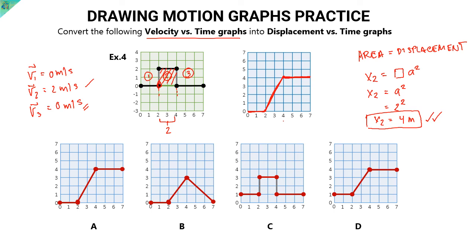After a while, huminto ulit siya, 0 meters per second. So it will stop at 4 meters. And then the answer would be letter A. And that's how you do it. That's how you convert distance versus time into velocity versus time and vice versa.